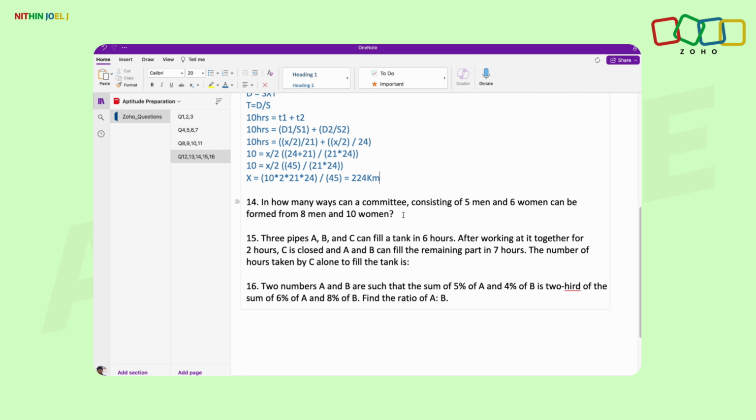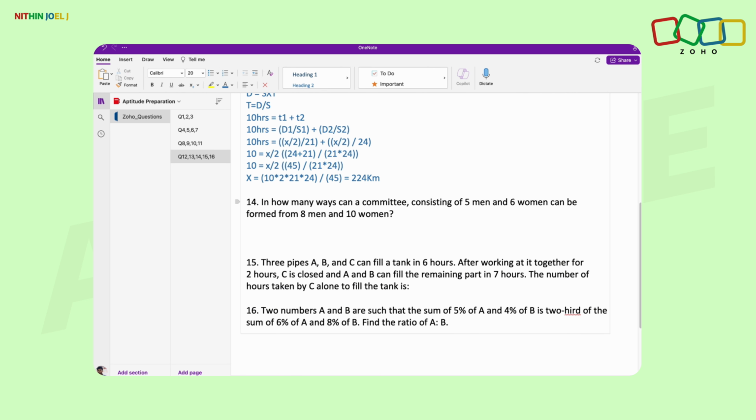14th question. In how many ways can a committee consisting of 5 men and 6 women be formed from 8 men and 10 women? So this is a question from logics, and this question is based on choices, not permutation. So they have given that from 8 men we have to choose 5 men, and from 10 women we have to choose 6 women, and they are asking what all combinations we have.